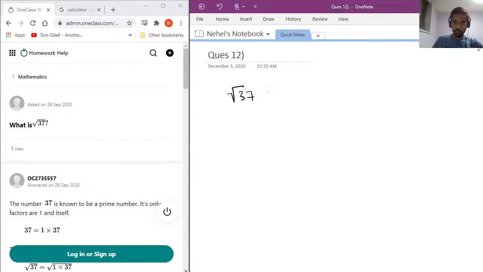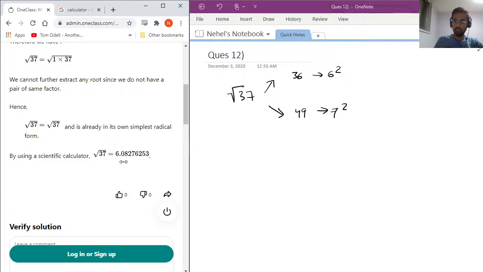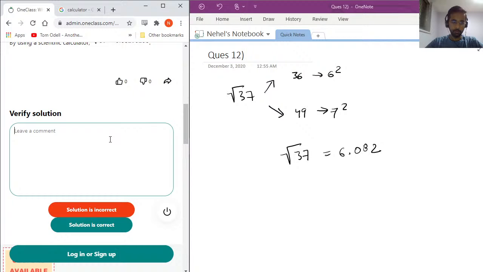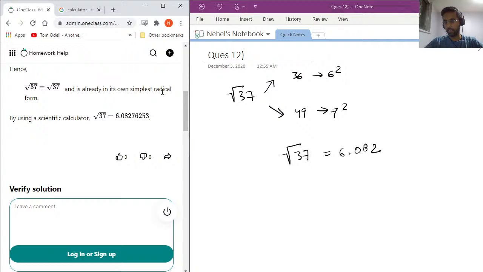So the square root of 37 falls between 36, which is 6 squared, and 49, which is 7 squared. So right off the bat, we know that 37 would fall between these two numbers and fairly close to 6 squared. So we can use the calculator to identify that the square root of 37 is 6.082. Okay, so this is correct, which is also in radical form. Radical form is when a square root cannot be simplified any further, and it's in the simplest form.